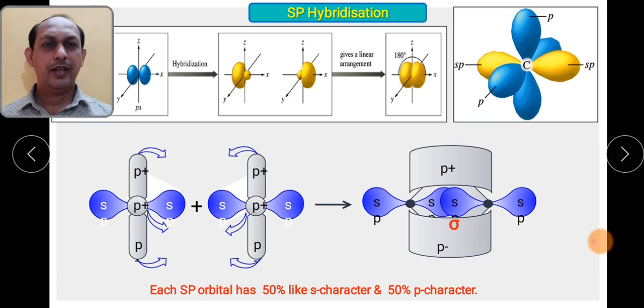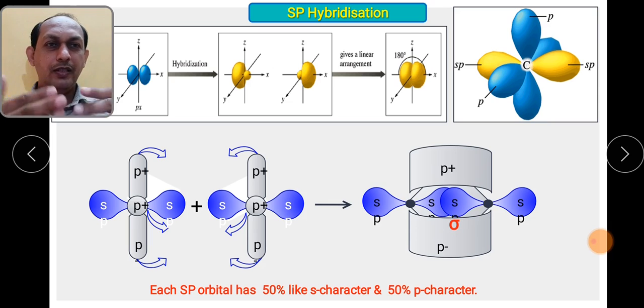So this is also a diagram. What happens when two sp hybridized orbitals approach each other? These are the two sp hybridized orbitals of two different carbons. What will happen when they approach each other? These sp hybridized orbitals overlap with one another axially.